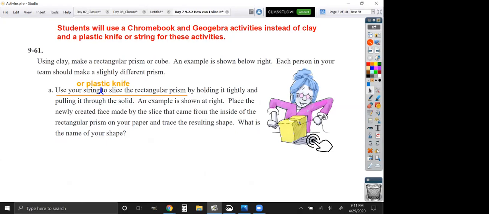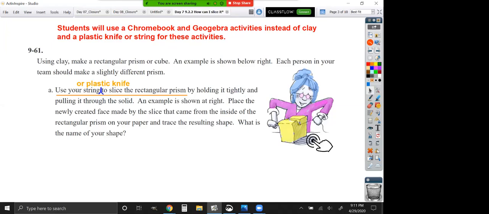So here's the problem, 9-61. Using clay, make a rectangular prism or cube. An example is shown below at the right. Each person in your team should make a slightly different prism.